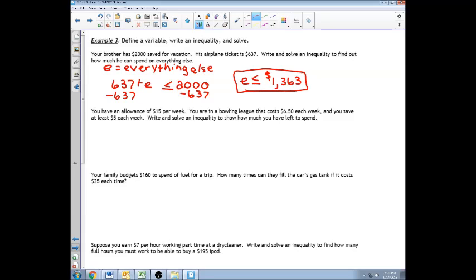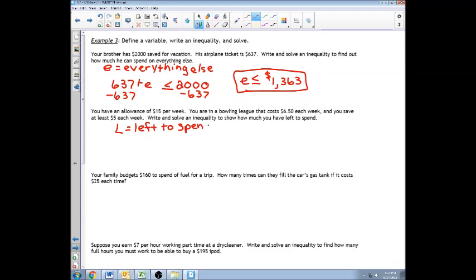Okay? You have an allowance of $15 per week. You're in a bowling league that costs $6.50 each week, and you save at least $5 each week. Write and solve an inequality to show how much you have left to spend. I'm going to use L as my left to spend and my variable.